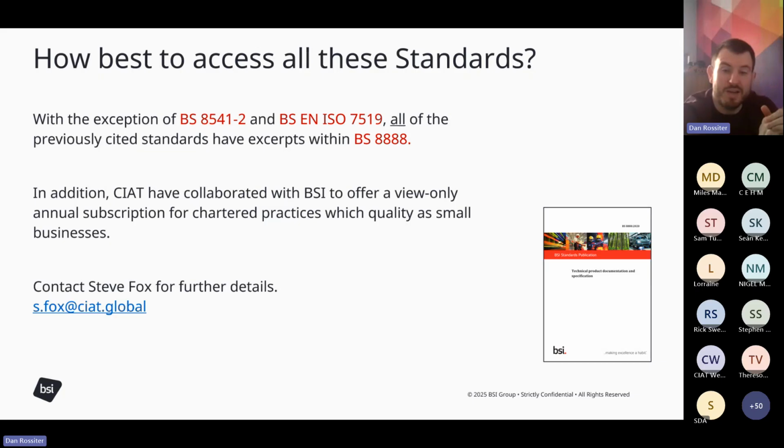But I don't even really want you to do that, because those of you who are aware of it, we as CIAT have worked with us as British Standards, and we have a kind of subscription model available to small businesses. So effectively, if you're a chartered practice and you qualify as a small business, there's actually a very competitive subscription model where you can view all the British standards for a kind of very competitive price. I think there's about 30 practices who are already involved in this, as we've been promoting it for the last couple of months, and feedback from it has been very positive.